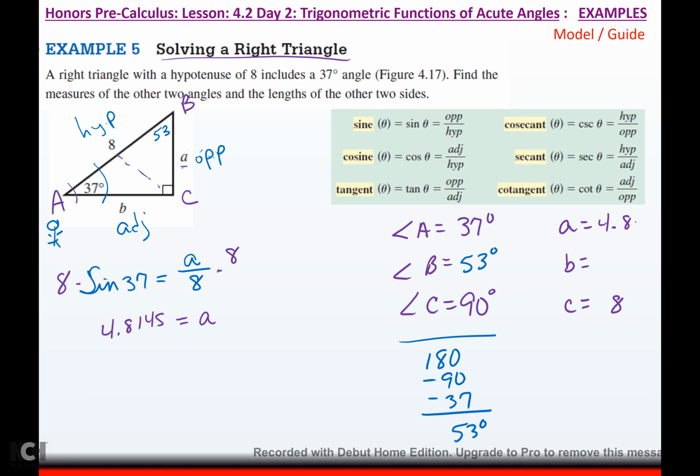I don't know how many decimals they want us to go out. I'm just going to go out 2 decimals for now. If they tell you, they'll tell you on MathXL how many places they expect you to go out. So little a is 4.81.